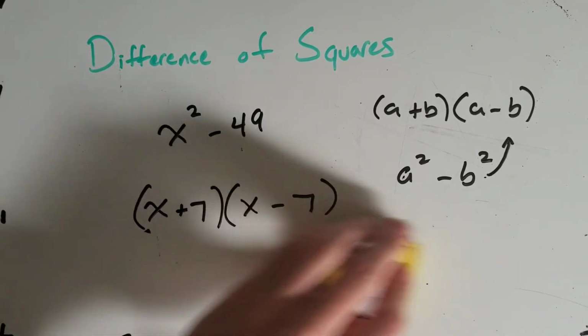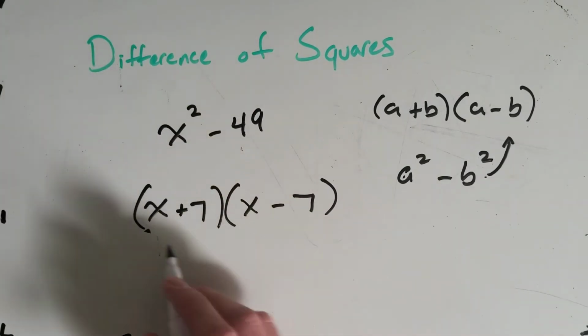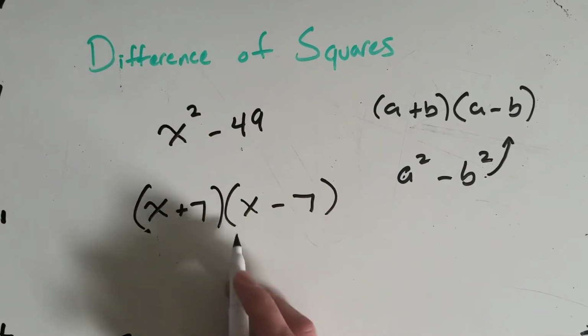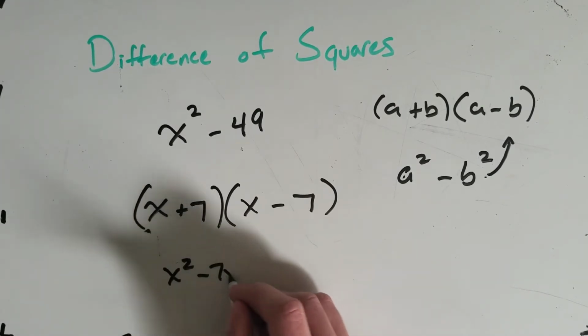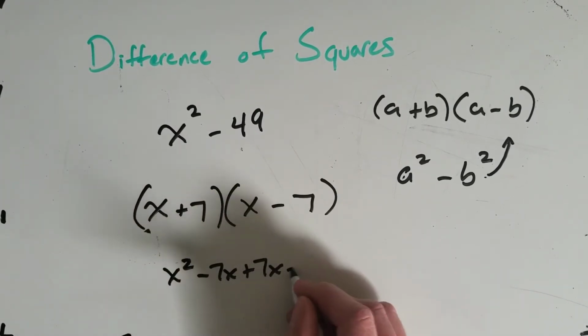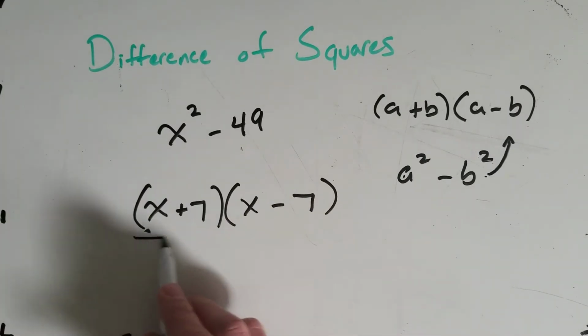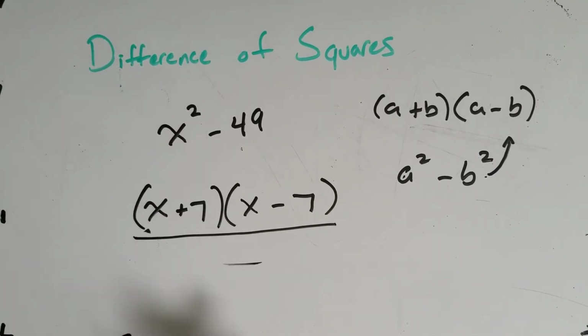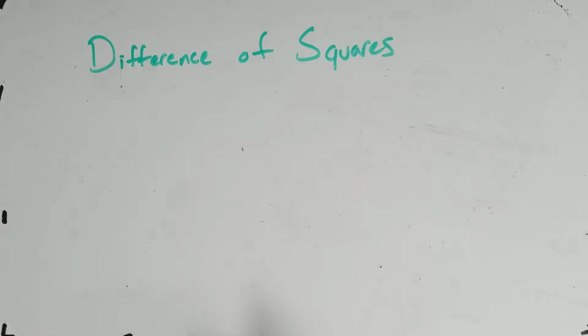This is another pattern we're going to look for when we factor. It's called a difference of squares. If we were to multiply this out, we would end up with x squared minus 7x plus 7x minus 49, and the middle terms are going to cancel. So this would, in fact, get us back to where we started. Our factored form is right here. And again, this is another pattern we're going to look for. We call this the difference of squares.